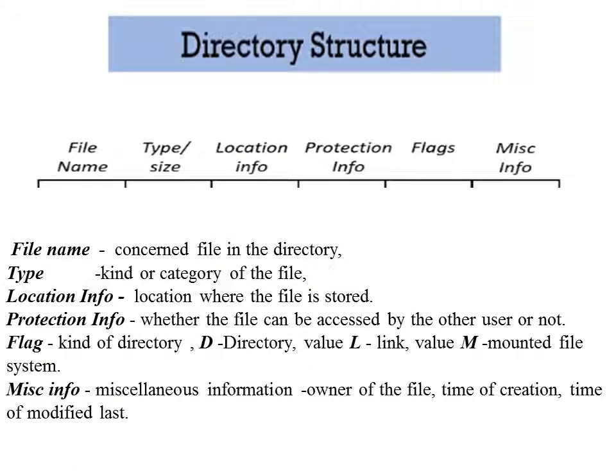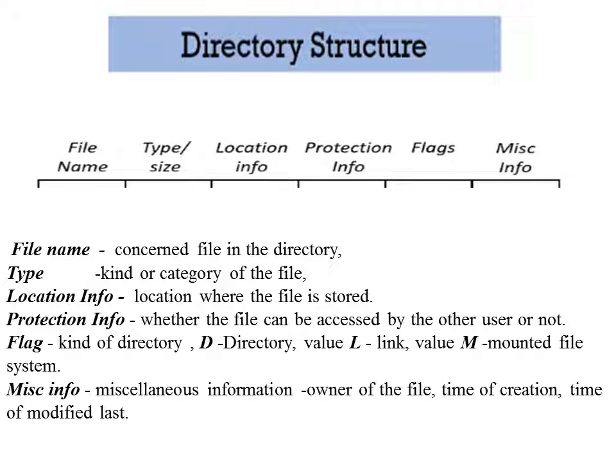Now let us see the directory structure with the help of the above diagram. Here, the file name contains the name of the concerned file in the directory. The type or size field indicates the kind or category of the file. The location information field indicates the location where the file is stored, and the protection information field contains the information whether the file can be accessed by the other users or not. And the flag field contains the kind of directory.